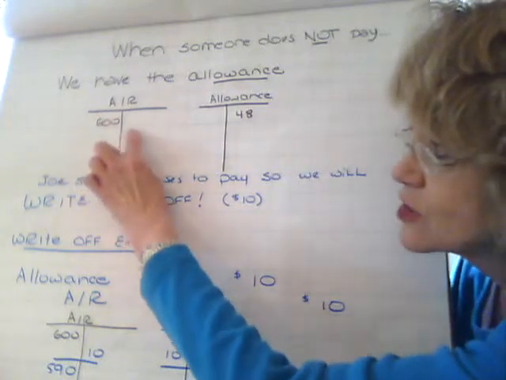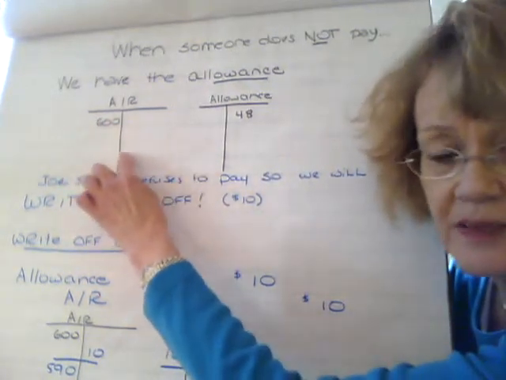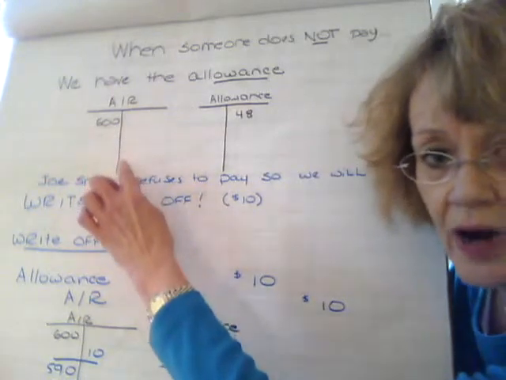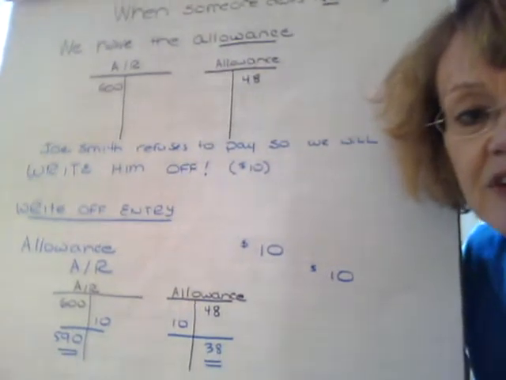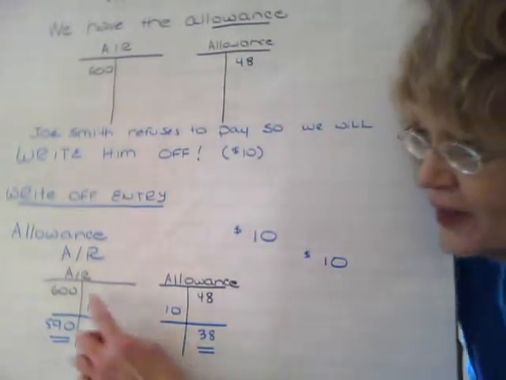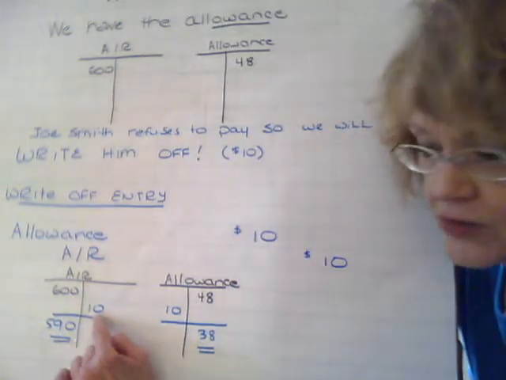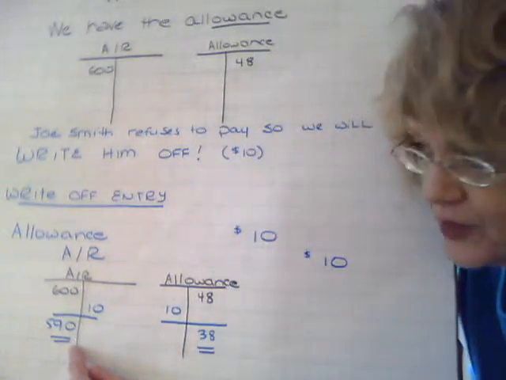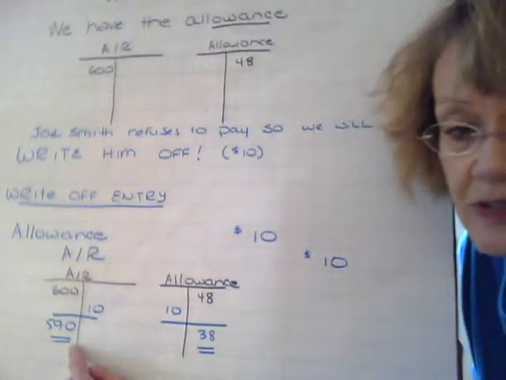Again, we're writing Joe Smith out. He is not going to be one of the people we expect to pay. That's what a write-off is. So when we do that, now our T accounts look a little bit different. See what's happened here. The accounts receivable had a balance of $600. Now Joe's out, so we have $590 in there, right? I mean, that's what you expect.